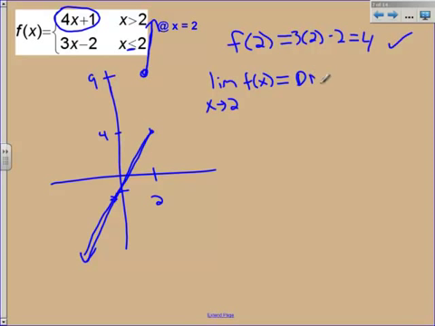You can see the limit as x approaches 2 of f of x does not exist, because the limit from the right is 9, because we plugged 2 into that equation for x greater than 2. That's from the right. And from the left, the limit was 4. So therefore, this is not continuous at x equals 2.